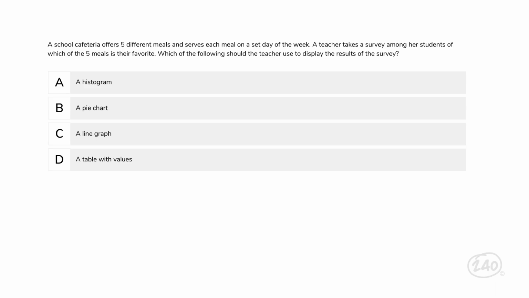A school cafeteria offers 5 different meals and serves each meal on a set day of the week. A teacher takes a survey among her students of which of the 5 meals is their favorite. Which of the following should the teacher use to display the results of the survey?